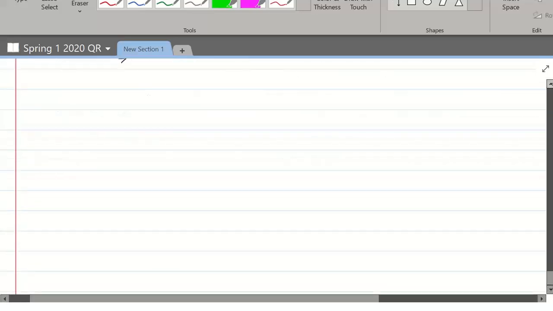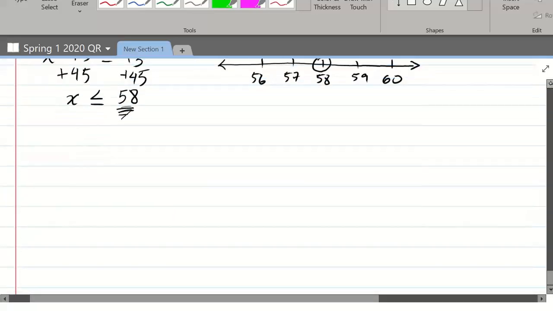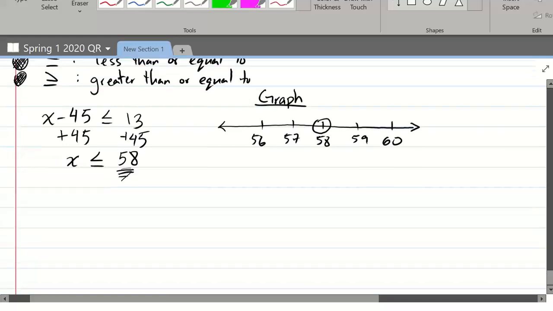So in this case, we're looking at x is less than or equal to 58. So we shade in, right? Again, equal to means shading in. Less than means all the numbers that are less than. So 57, 56, 55, going on. So we shade in this side. So the graph would look like that.